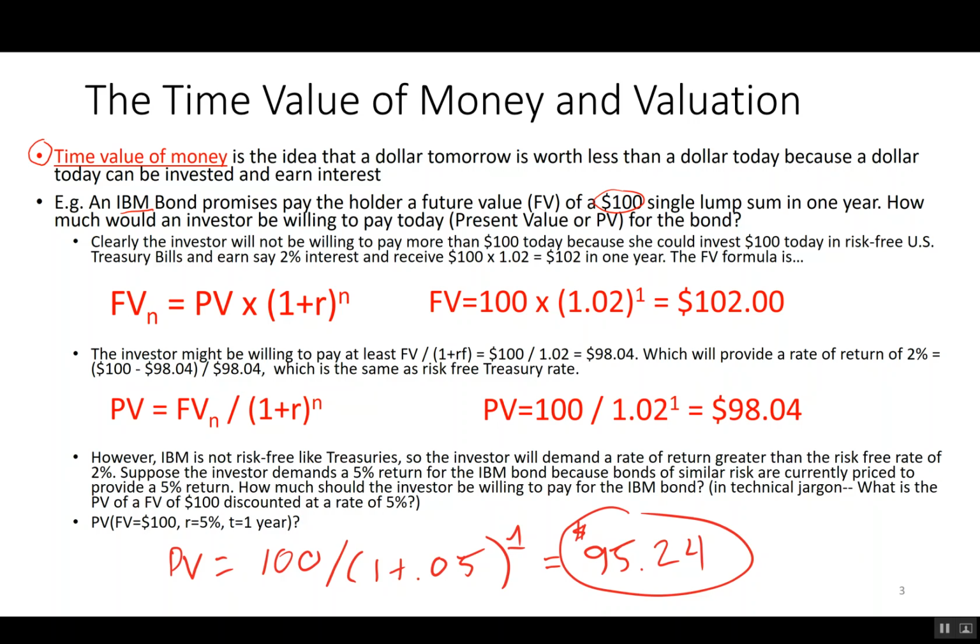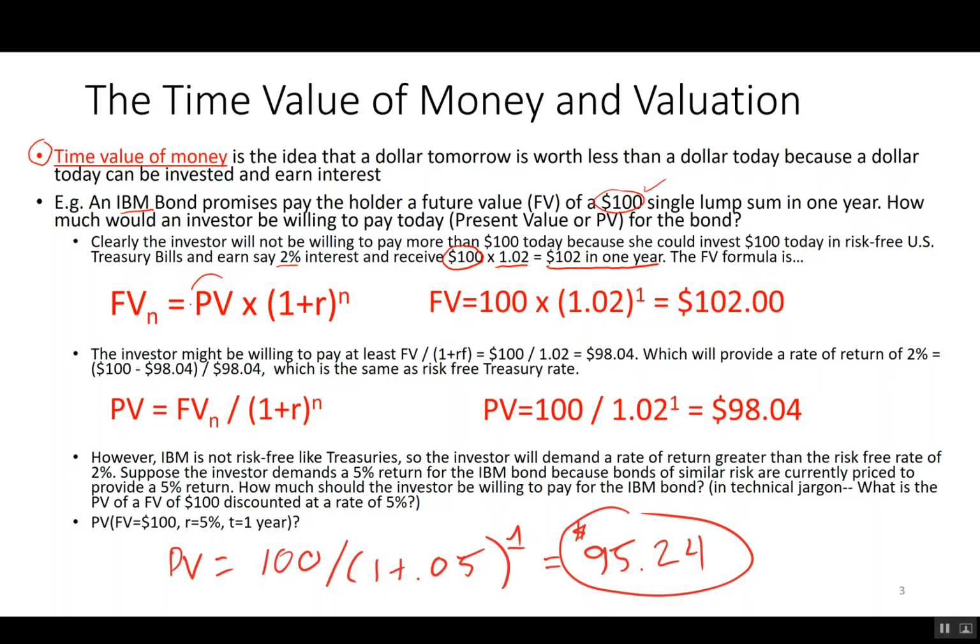Well, it's obvious that an investor will not be willing to pay over $100 today for a promise of $100 next year. Suppose the risk-free interest rate, say the interest rate on Treasury bills, say a 1-year security issued by the U.S. government, pays investors 2% interest. So in other words, if an investor gives the government $100, that investment earns 2%, and they will have $102 next year. This concept here is called the future value.